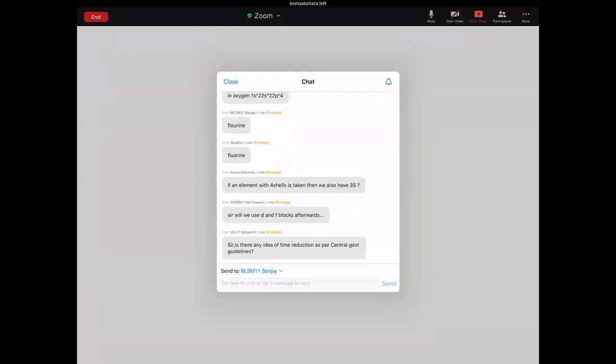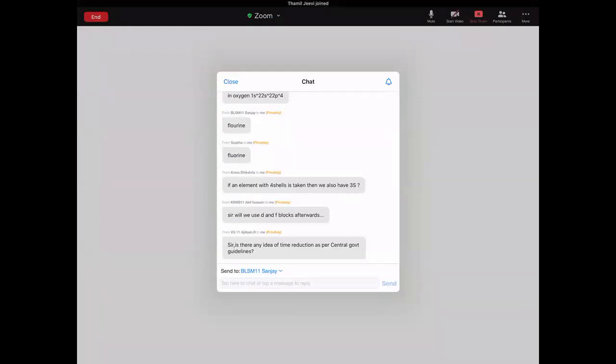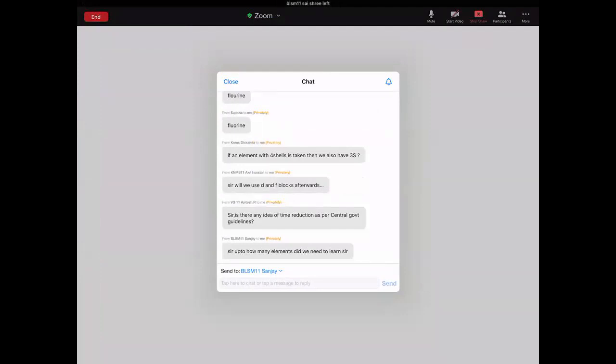Sir, is there any idea of time reduction as per central government guidance? No, I have no idea of time reduction. Central government says that you give a 10 minute break. I'm giving you a 4 hour break in between. So I have no reduction.